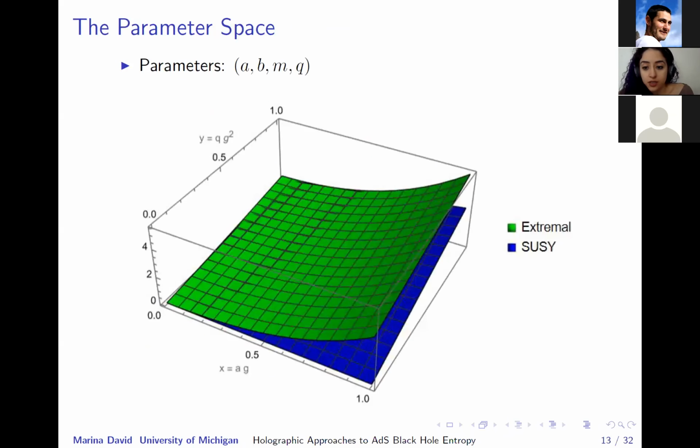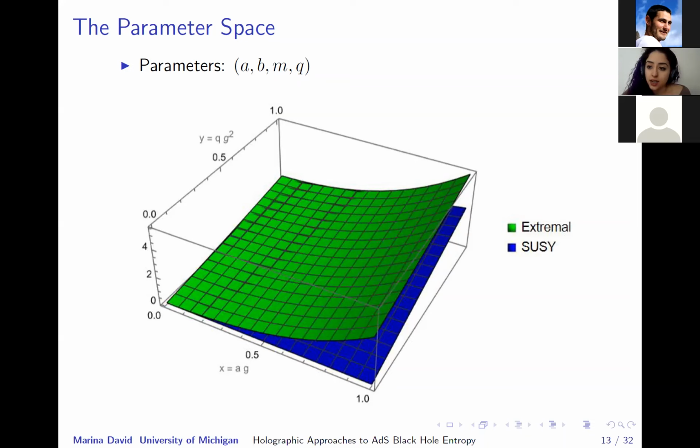To give you a sense of what the solution looks like, when I talk about extremality and supersymmetry, I like to look at the plots of the extremal and supersymmetric surfaces. You'll see here that the supersymmetric surface is below the extremal surface. That means any solutions that are below this green surface will correspond to unphysical solutions.